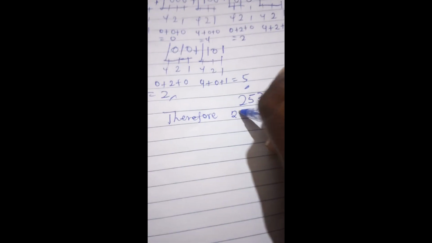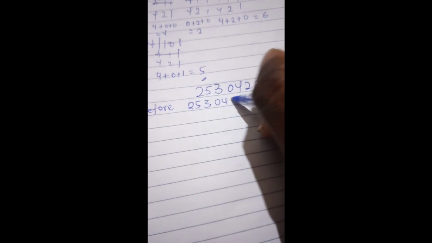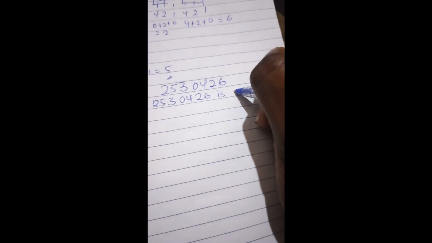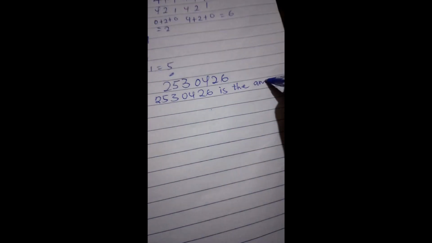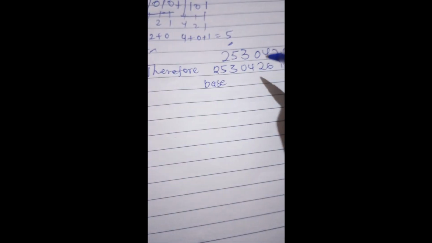It is not that we are doing just the past question, but we are rather learning how to convert any number which is hexadecimal to octal. So this is the answer: 2530426. So first of all, we will convert from hexadecimal to binary.